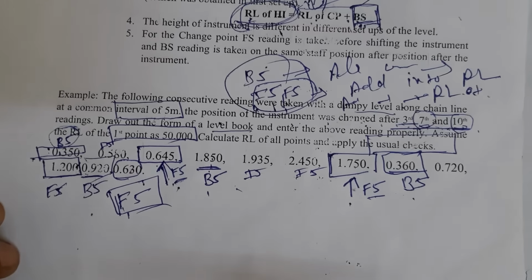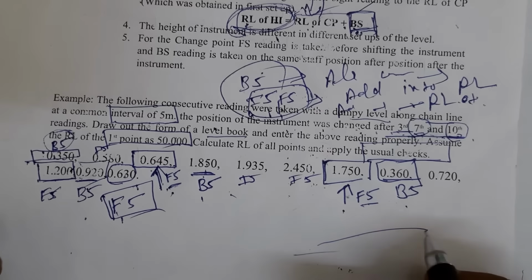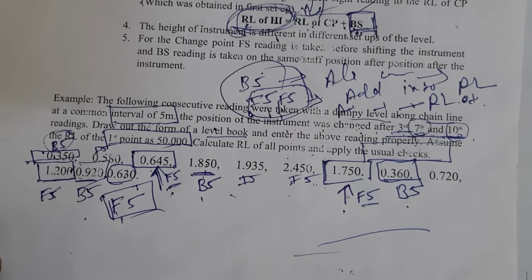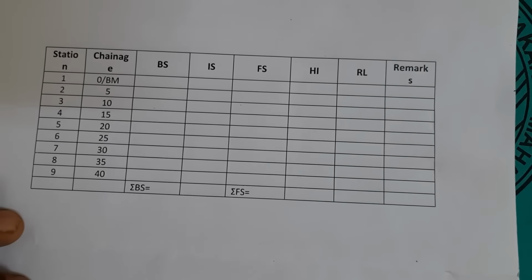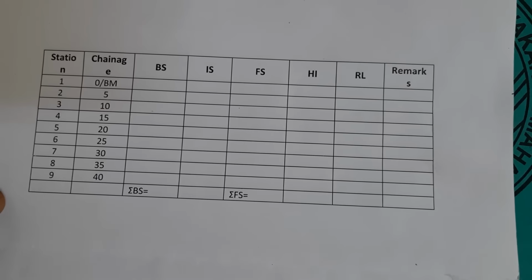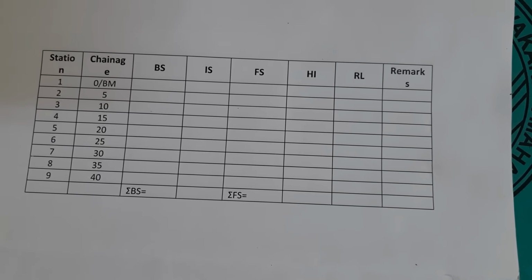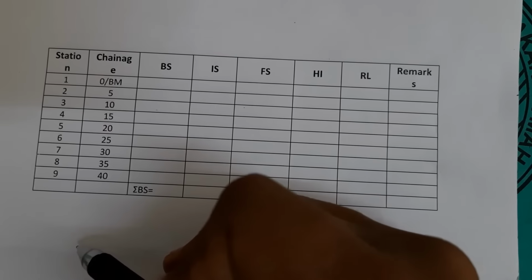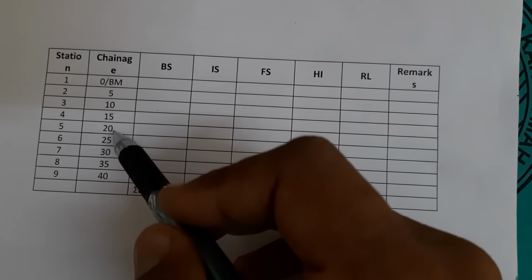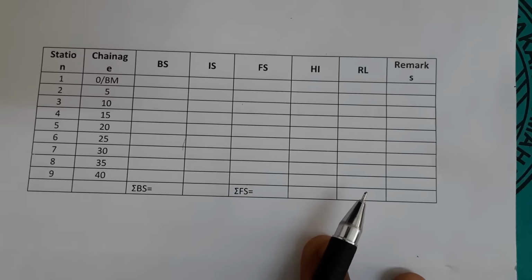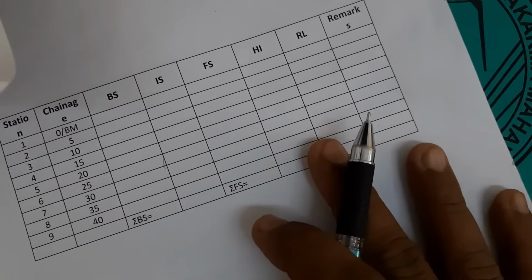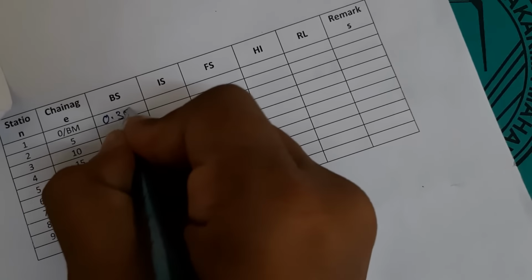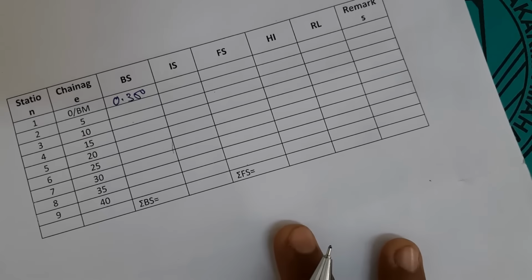Okay, now we draw a table using these intermediate points, foresights and backsights. For drawing the table, you need the station, how many stations there are, the interval or chainage, and BS. Your first point is always your BS, which is 0.350. Okay, so write it in BS.